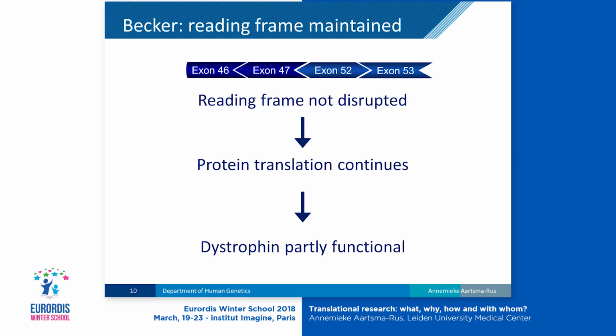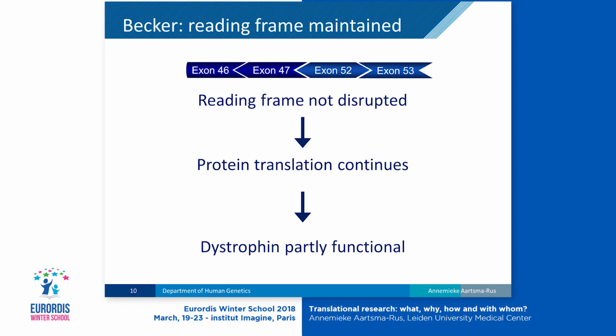I already mentioned that there's another disease called Becker, where patients also have mutations. However, now patients have mutations that do not disrupt the genetic code. So you can see here, 48, 49, 50 and 51 are missing. So more is missing, but because 47 fits to 52, the genetic code is maintained. So now the reading frame is not disrupted and the translation can continue. Two chapters have been ripped out of the book. So part of the story is missing, but for dystrophin this doesn't really matter because the important domains are there at the beginning and at the end of the protein.